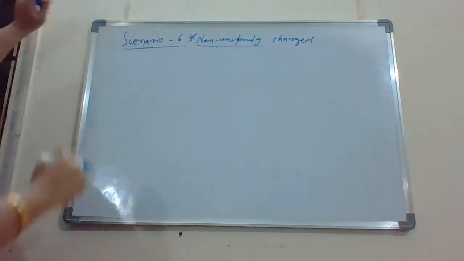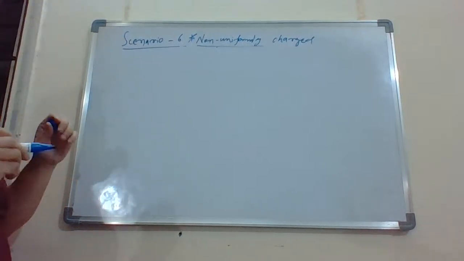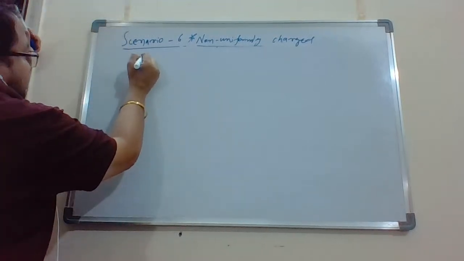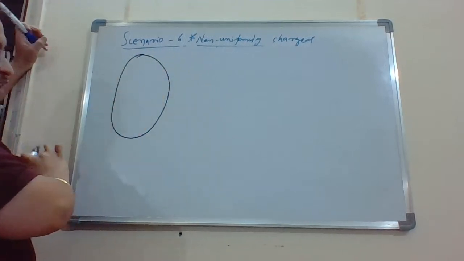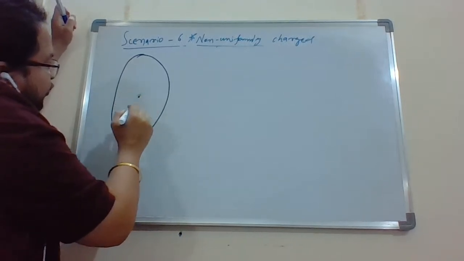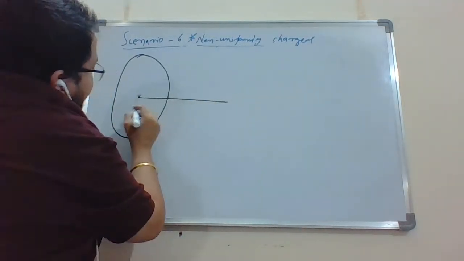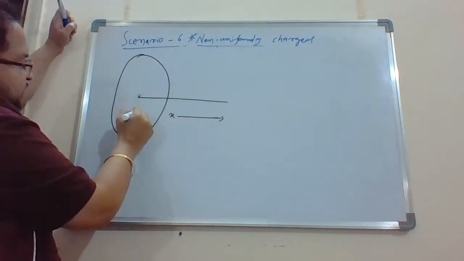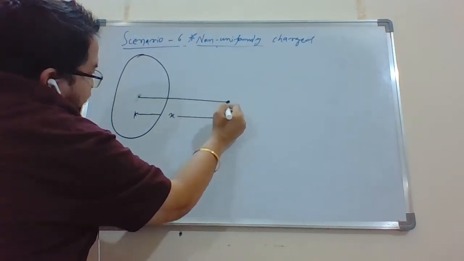Okay, scenario six. In scenario six, we have a charged ring. Please pardon my drawing, students. I have a charged ring, and I want to find out what would be the total electric field intensity at a distance x from its center on its axis, which is the point P.